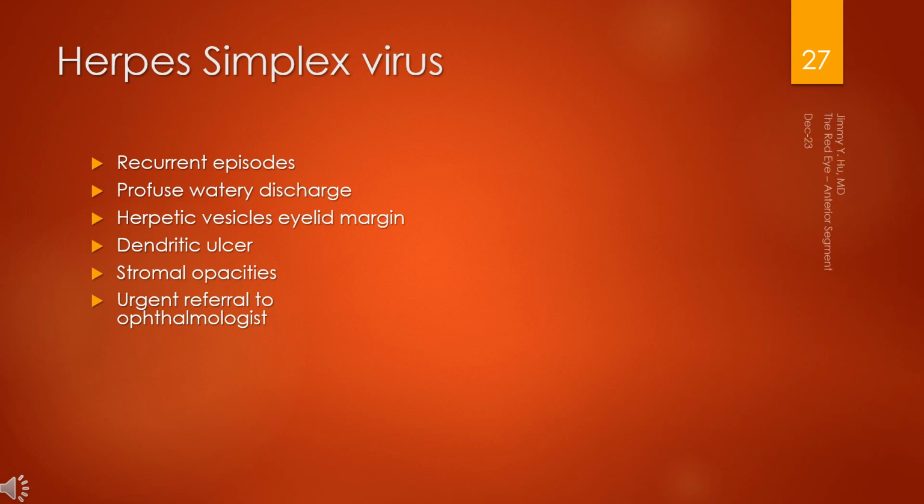It's important to note that you can have involvement of the face and skin without involvement of the eye. And you can have other cases that involve just the eye, and you may not have any vesicles around the skin or eyelid. HSV is usually unilateral, it just involves one side. On the contrary, varicella zoster, also known as chickenpox or shingles later on, is often bilateral.